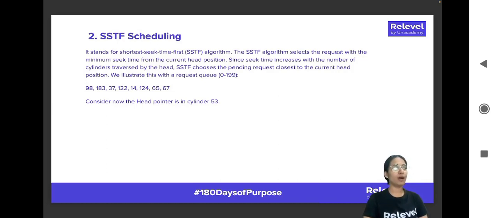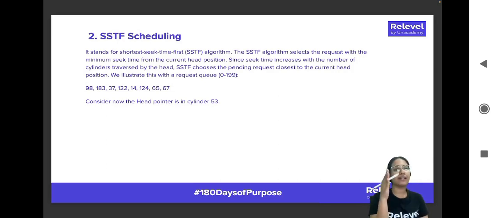So in this video, after talking about the first come first serve algorithm, we are going to move ahead and talk about shortest seek time first algorithm. Okay. So SSTF stands for shortest seek time first. Now, this algorithm basically selects the request with the minimum seek time from the current head position.